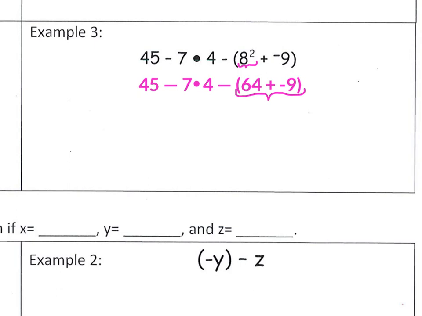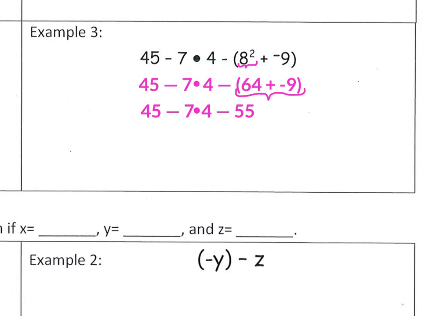Okay, so now 64 plus negative 9 gives me 55. So I'm going to rewrite it with the 55 in place of what was in parentheses. Now I can keep the 55 in parentheses, but I don't really need them, so I got rid of them at this point because it's not like I need to keep a negative in parentheses or anything like that. So I just did 64 plus negative 9, gave it a 55, replaced that with what was in the parentheses.